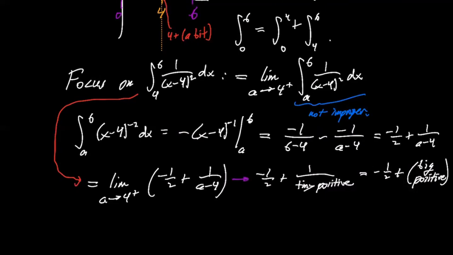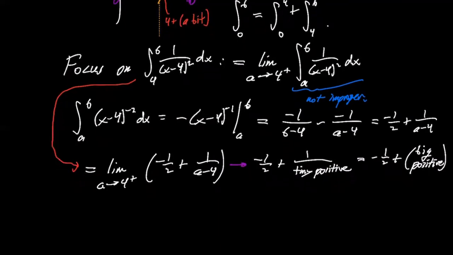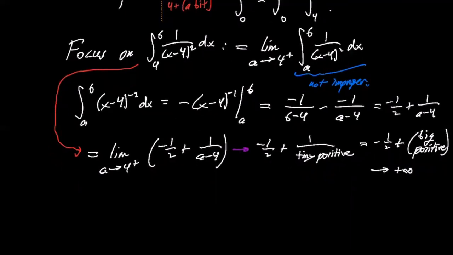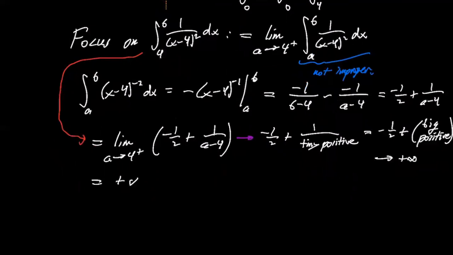I sort of like writing things this way because it gives you a sense of what's going on. And so that goes to infinity, right? That goes to plus infinity. So this limit is actually infinite. And thus, the integral from 4 to 6 diverges.